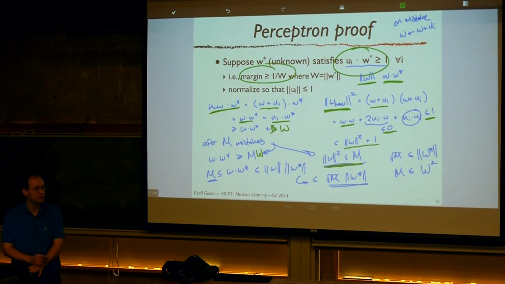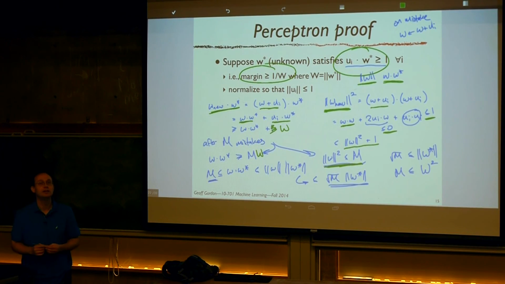W increases by at most W on each mistake. If there are at most m of them, it goes up to at most mW. Yeah? Is it really 1?